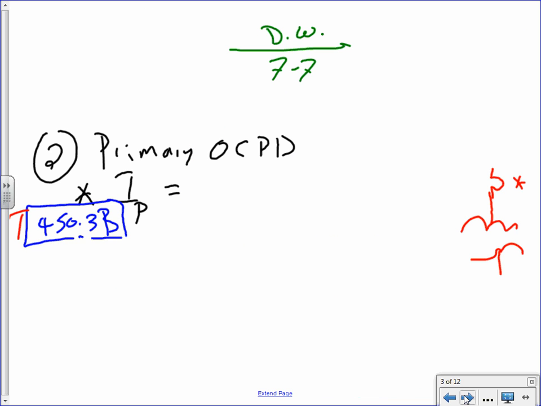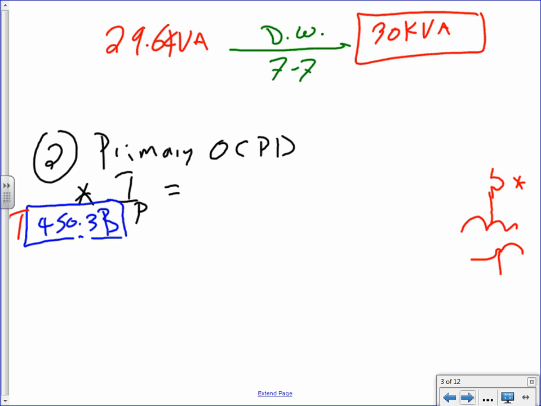The transformer that we're going to be taking is 29.6 kVA. Take it to DeWalt 7-7. What's the next standard, Jeff? We're looking at kVA, not full load current there. So I have 29.6, and we hit the jackpot, we have 30. We're not far away. We're looking at 30 kVA. So what's the size of my transformer, guys? The size of my transformer is 30.